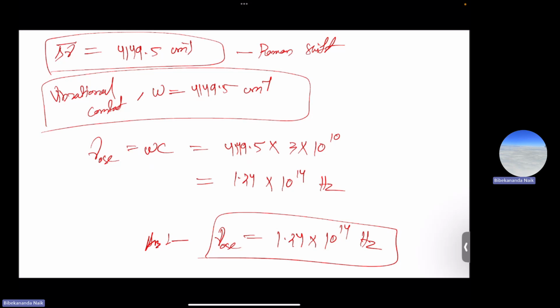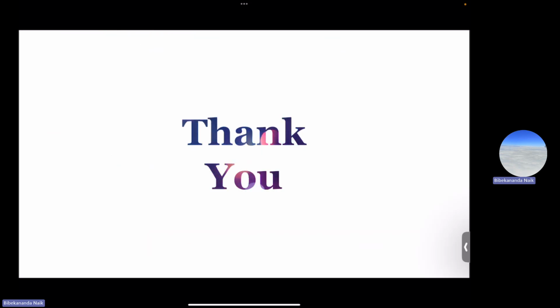With this we come to the end of today's interaction session. I hope this will be quite useful for solving your assignment problems as well as the problems you will be facing if you are appearing for the exam.